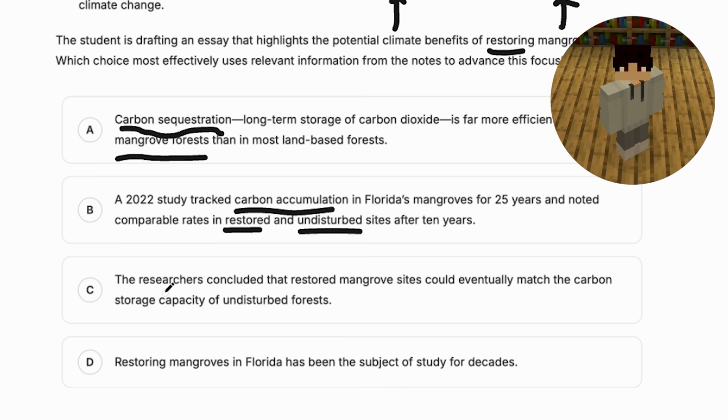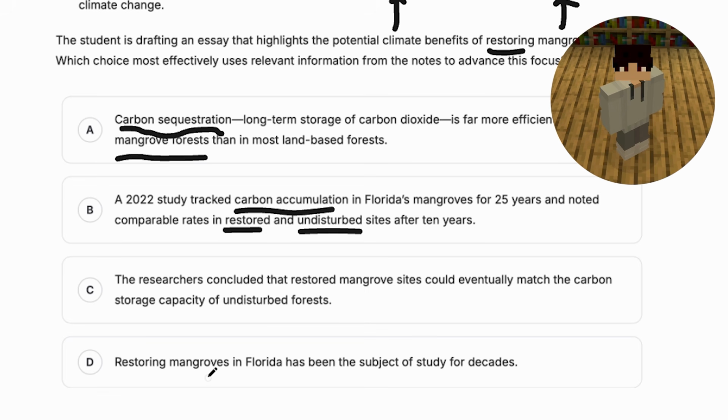C. The researchers concluded that restored mangrove sites could eventually match the carbon storage capacity of undisturbed forests. Notice, this is just the most direct and simple answer for the question. We're trying to find that restored mangrove sites can help the environment. This basically says exactly that. Restored mangrove sites could eventually match the carbon storage capacity of undisturbed forests. So this definitely appears to be the best choice so far.